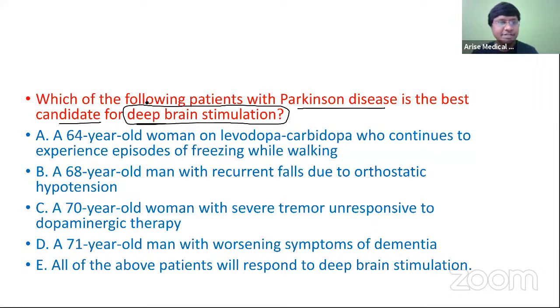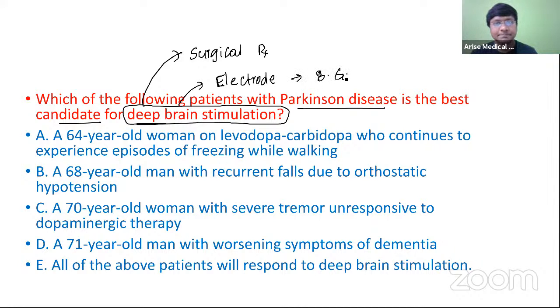Right? So what is deep brain stimulation? It is one of the surgical treatments in patients with Parkinsonism. So what do we do here? We place an electrode within the basal ganglia. Right. Very good, Chandrasekharan. Chandrasekharan has answered it correctly.